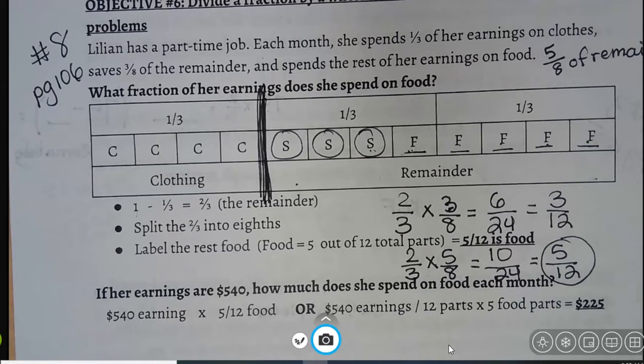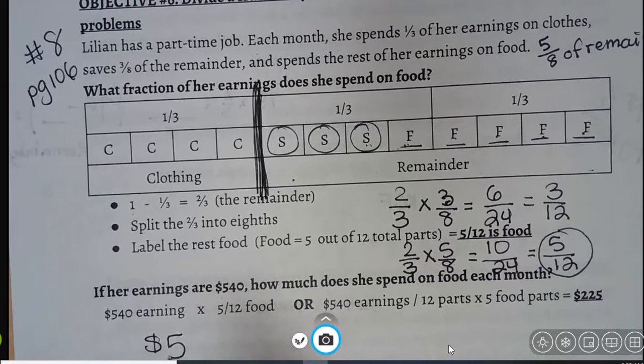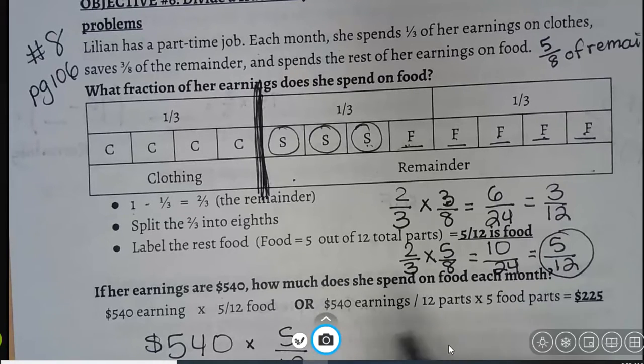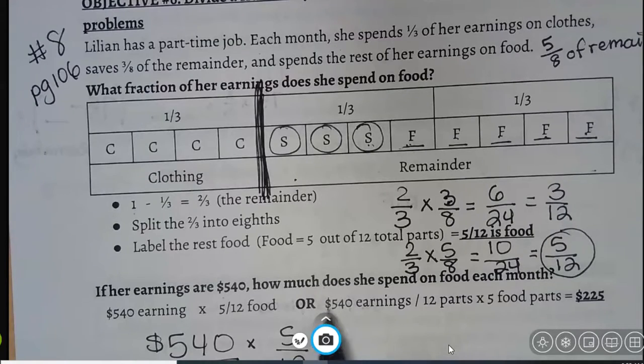So if her earnings are $540, what does she spend on food each month? So then you need to take the 540 times the 5/12 that she spends on food. Or you could take 540, divide it by the 12 total parts, and then take it times the 5 parts.